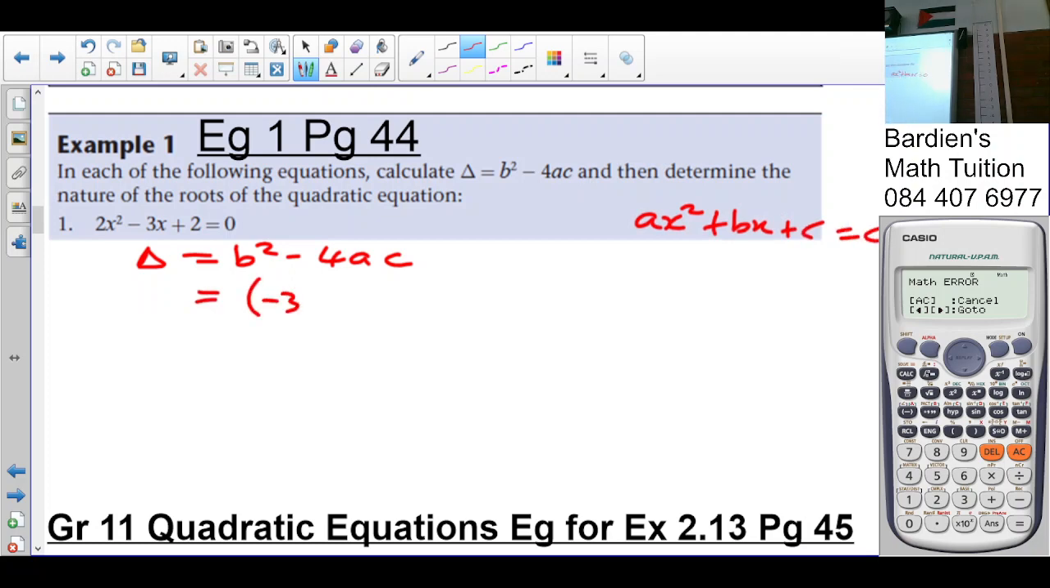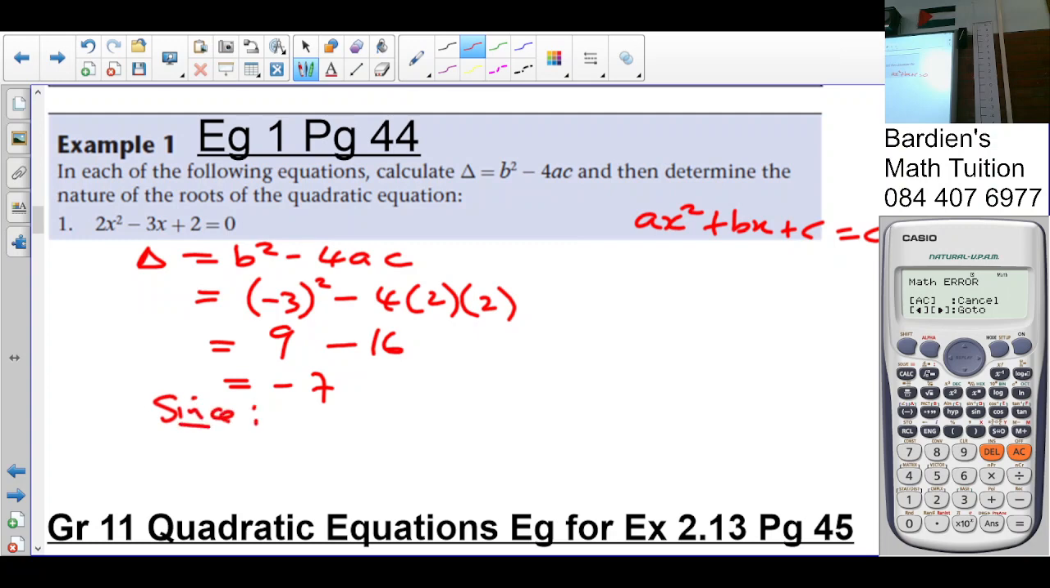So it's negative 3 squared minus 4 times 2 times 2, which gives you 9 minus 16, which is negative 7. So what can we say about the nature of the roots here? Since delta is less than 0, therefore the roots are non-real.